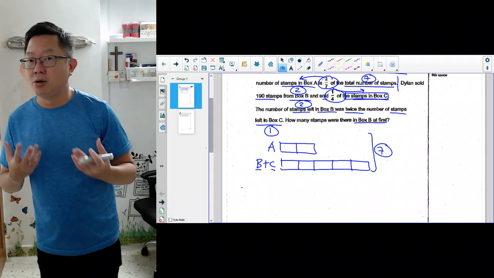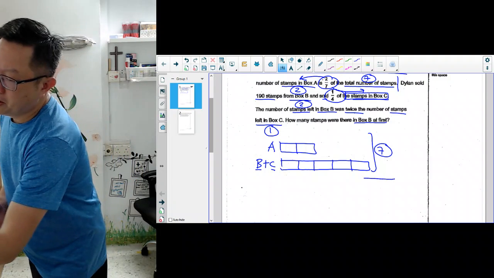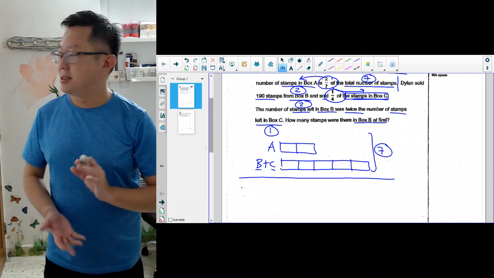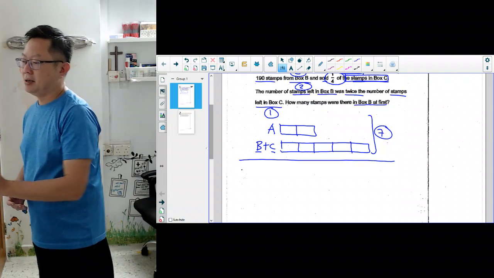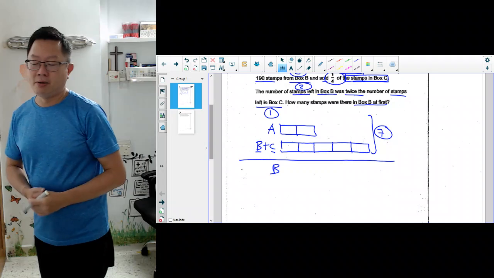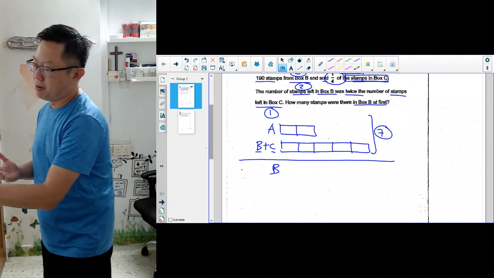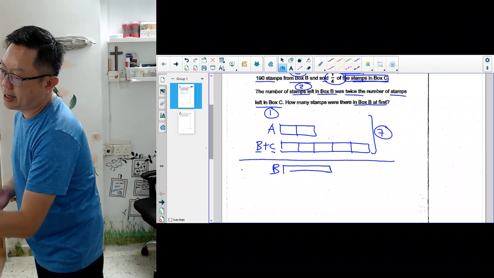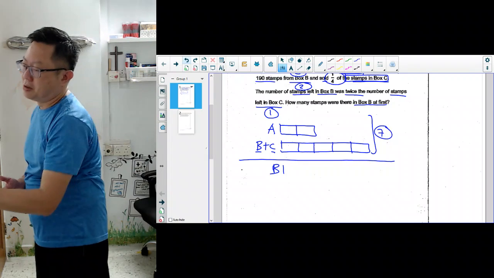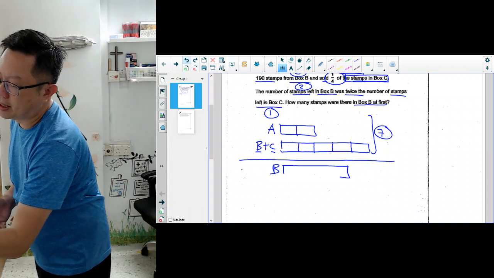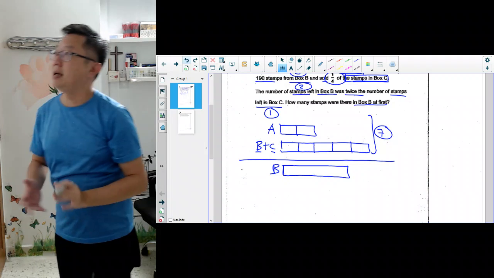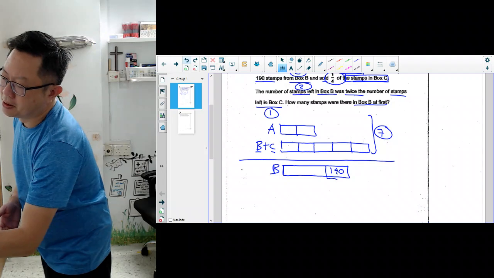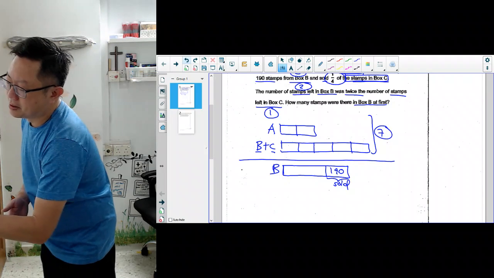So we may have to draw a separate model. When you draw your model, sometimes you need to draw 2 separate models so that you can compare them side by side. So I will have a standalone rectangle for box B alone, and I just draw a rectangle of any length. Of course I don't know whether box B has the most or the least, so you can draw a rectangle of any length, and he sold 190 stamps from box B. So you label so, and then this will be the left.